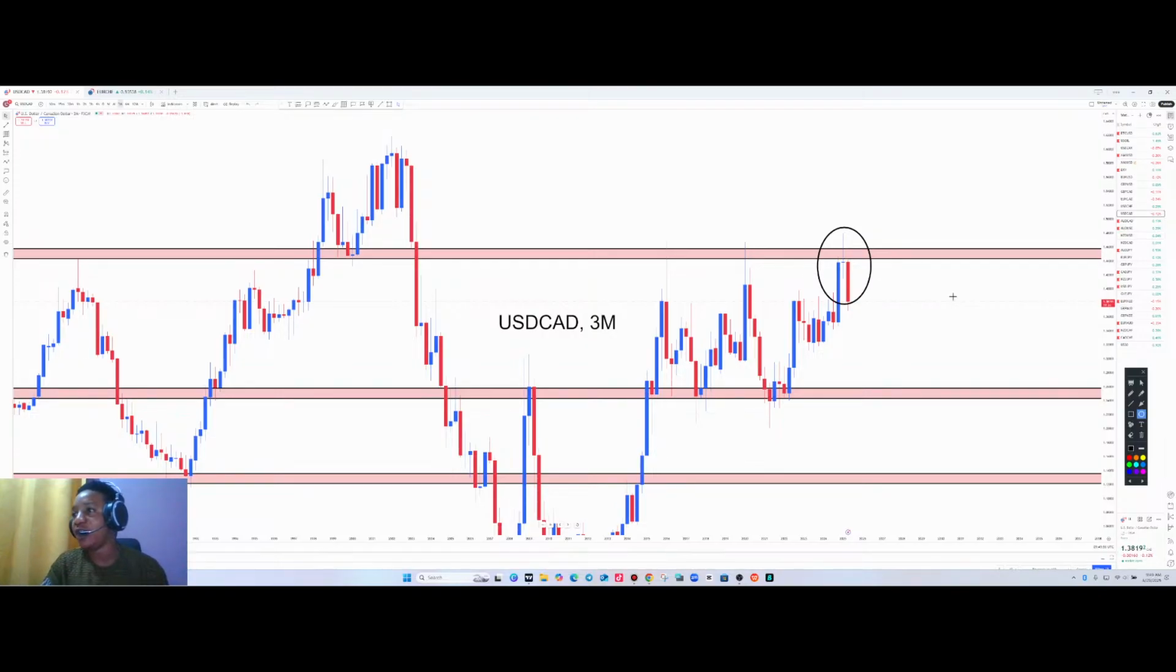And remember, how much time is left? I think we have about 1 month, 2 days for this candle to close. But this is an indication telling us that there's sell pressure here to bring the market all the way down. So USD CAD, we are going to be looking for selling opportunities.